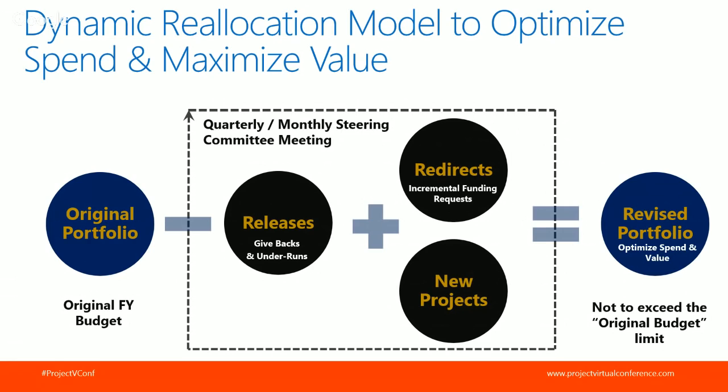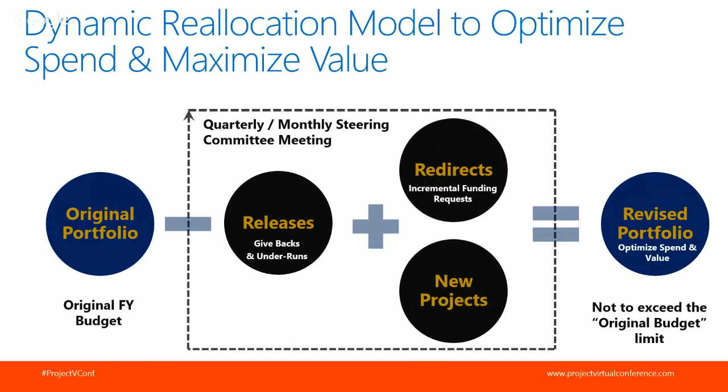If the cost estimate of a project was too high and the project manager realizes they don't need all the funds, they're able to release money or give money back. And that money is welcomed with open arms. The opposite is also true. The cost estimates can be too low or projects just overrun. So you need the ability to request more money, or what's called redirects or incremental funding requests. So more money is requested. Of course you're going to question that.